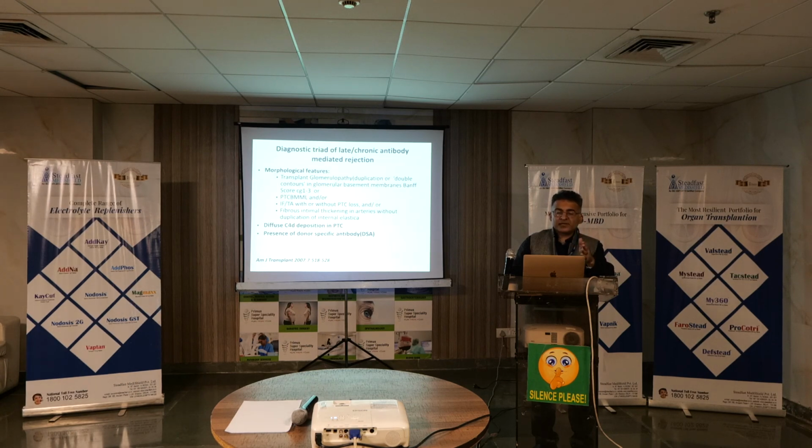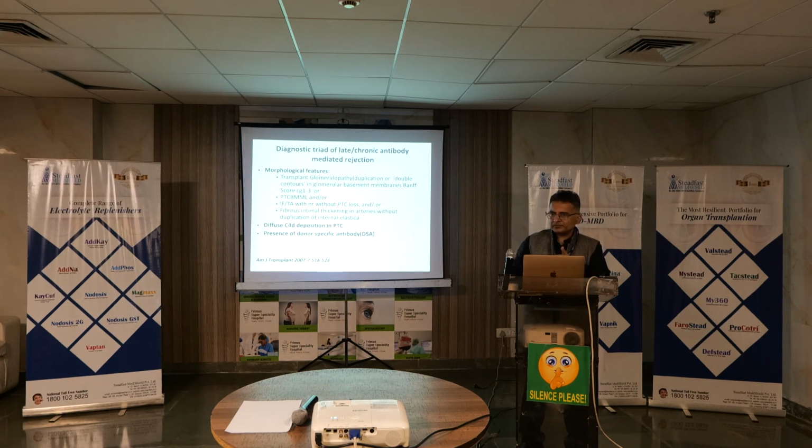The fourth differential will be HUS-TTP, but that is also TMA. So the differentials will be chronic AMR, chronic TMA due to chronic CNI toxicity or uncontrolled hypertension, and the third will be MPGN. So how will I exclude all of these? Can somebody tell me? If I want to rule out, yes, this transplant glomerulopathy is because of chronic AMR.